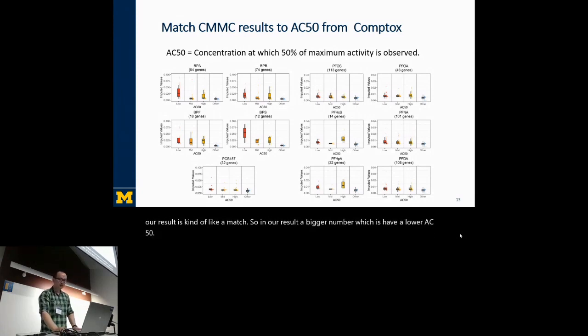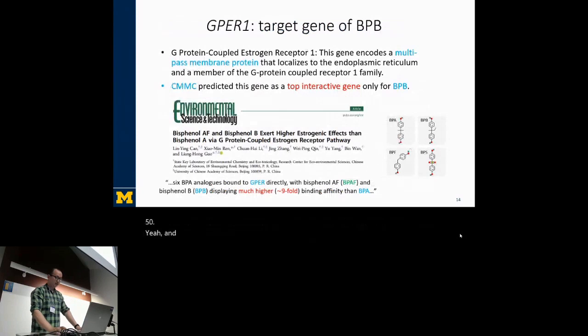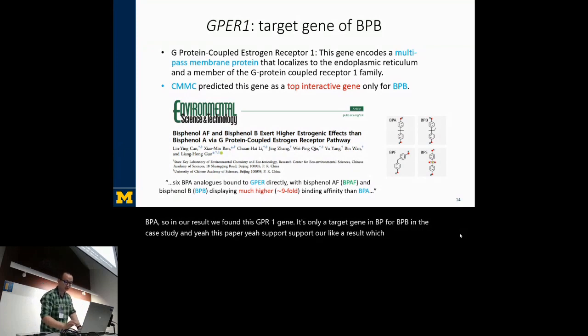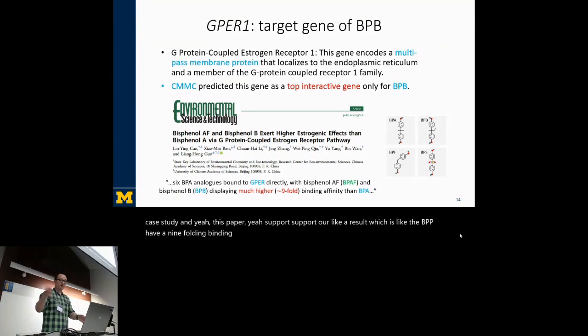And then for the BPA, in our result we found this GPER1 gene. It's only a target gene for BPB in the case study, and this paper supports our result, which is that BPB has a 9-fold higher binding affinity than BPA. So for now, that is everything for those studies.